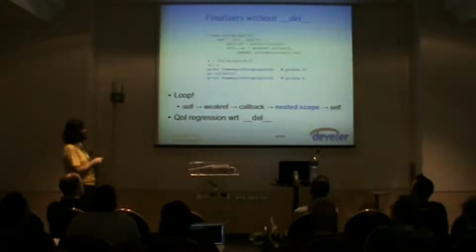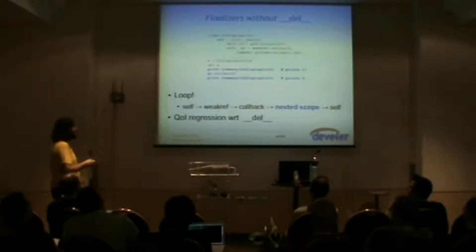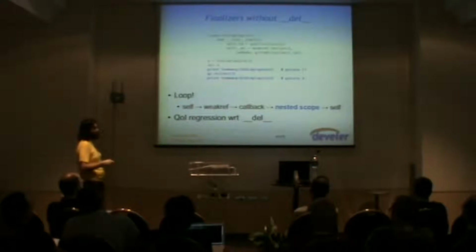Self.undervar, this is a reference. So self is a reference to weakref. Weakref holds a reference to the callback function, because it needs to call it, obviously. And the callback function has a reference to the nested scope.